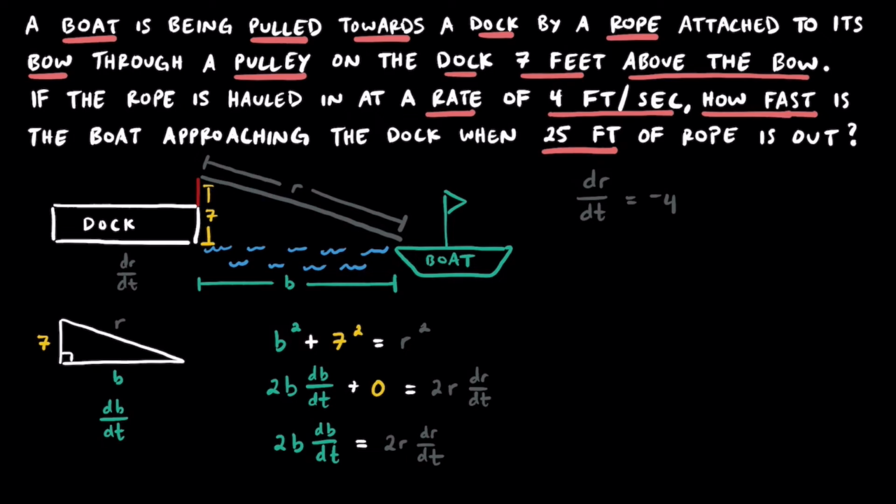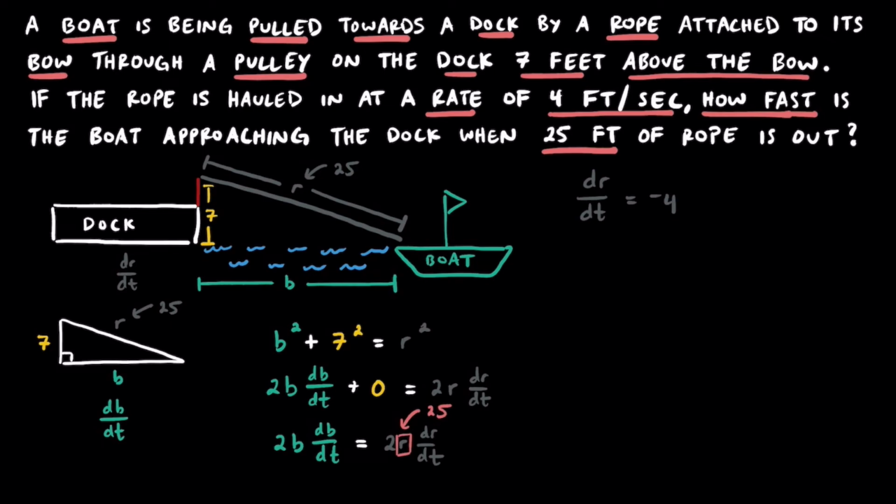Now that it looks like we did everything that we possibly could so far, keep in mind that this whole thing is happening when the rope length is 25 feet. So at this point, I think it's a good idea to say, okay, this rope length here is actually 25 at this given point. So the hypotenuse here we can say is 25. And then, looking at this equation, we can make a quick substitution and say this is 25.